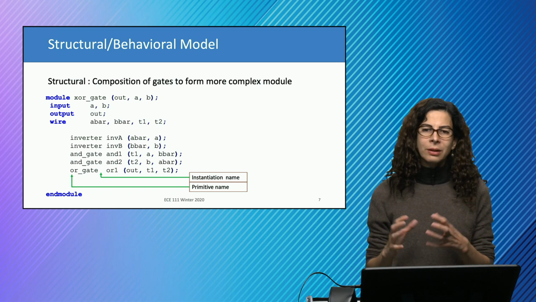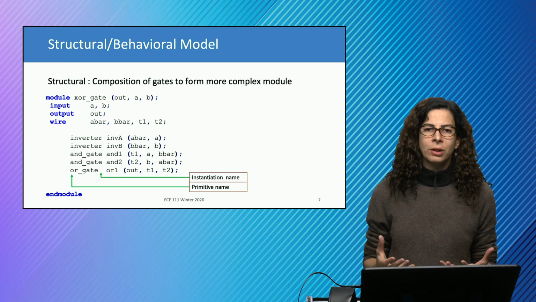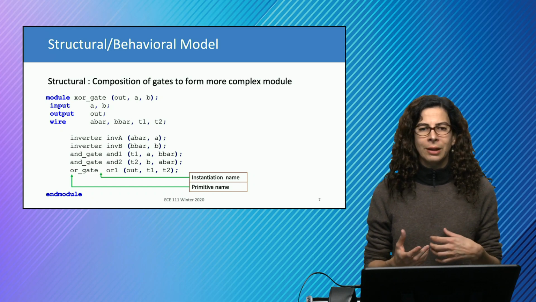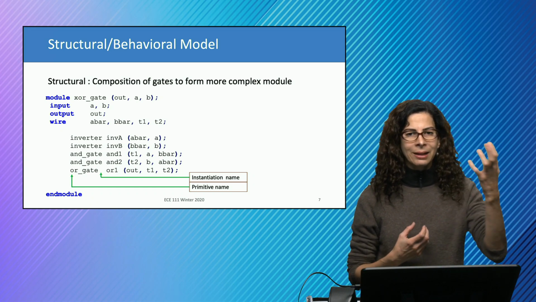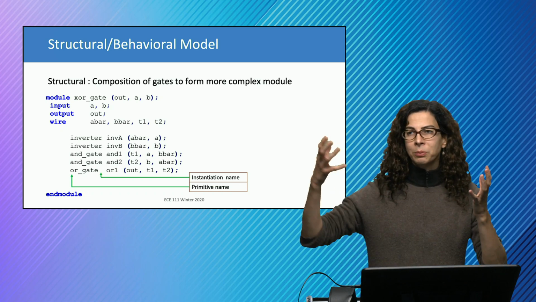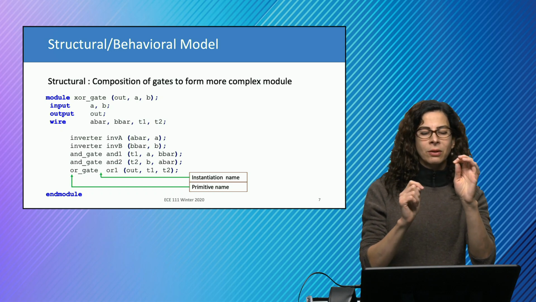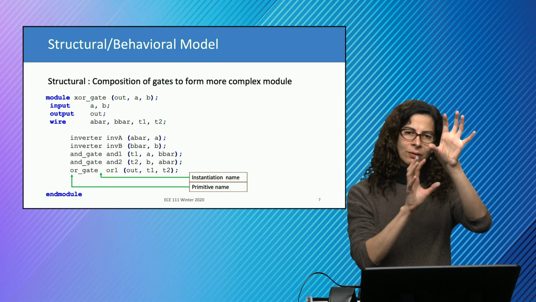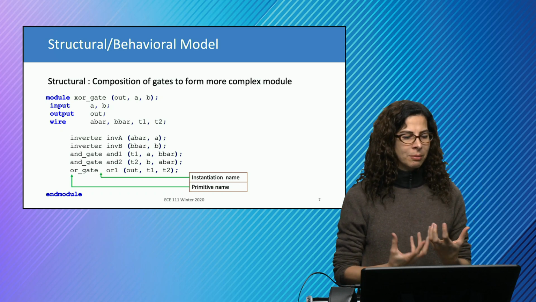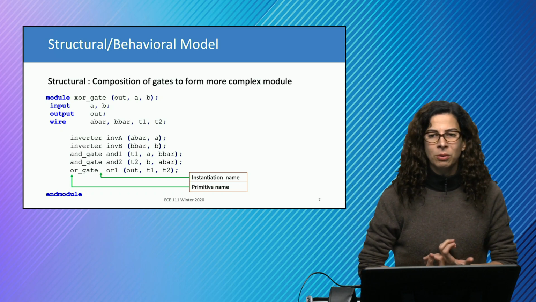Here we are composing gates to form a more complex module. We could write an XOR gate as a concatenation of inverters, AND and OR gates, and this is exactly what we are doing here. The inputs are still A and B, and the output is out, but we have these intermediate points connecting the modules that we've designed before. In this case, the modules are just simple inverters, AND and OR gates, which is only for demonstration purposes.